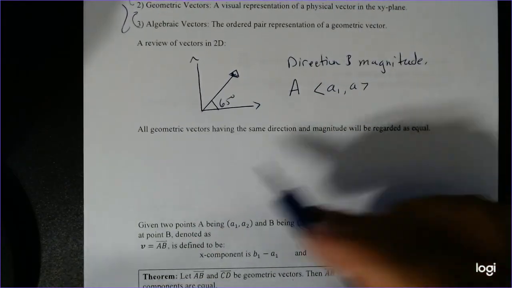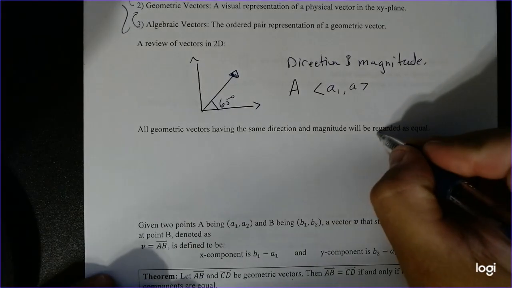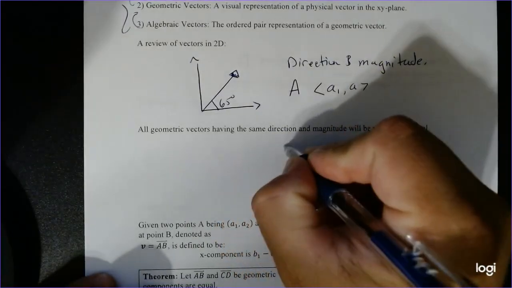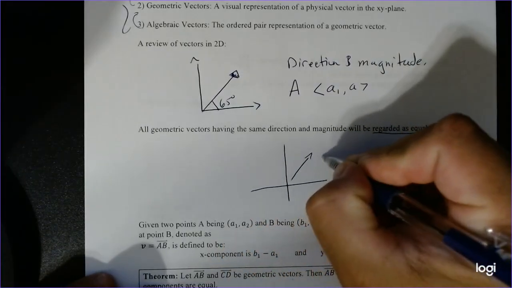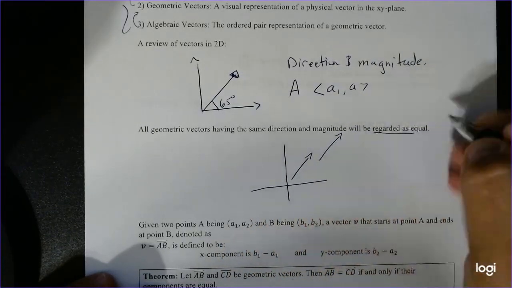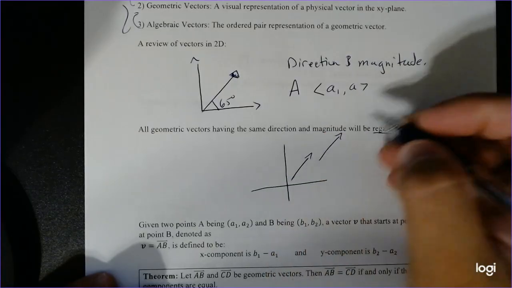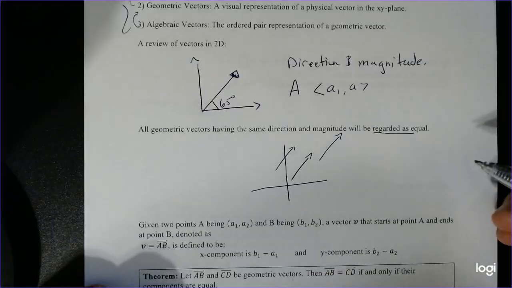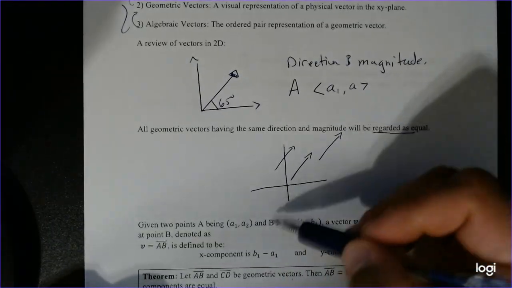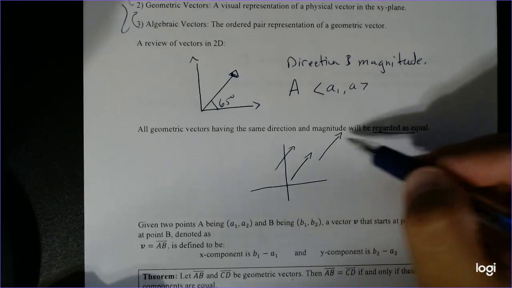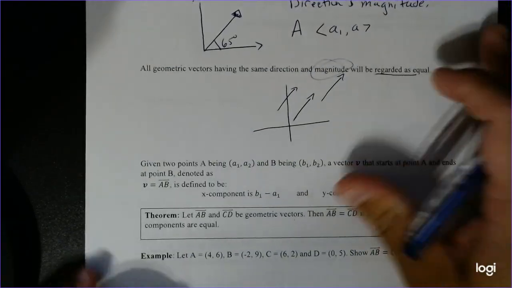The next thing is that all geometric vectors that have the same direction and magnitude will be represented as equal. That's a key thing, going back to multivariable calculus. If this vector is going in this direction, and this one's up here, as long as it's going in the same direction and has the same magnitude, meaning the same length, they're considered equal vectors. So you can have an infinite number of vectors that are equal, as long as they follow the same path and have the same magnitude. Magnitude is just a fancy word for the length of the vector.